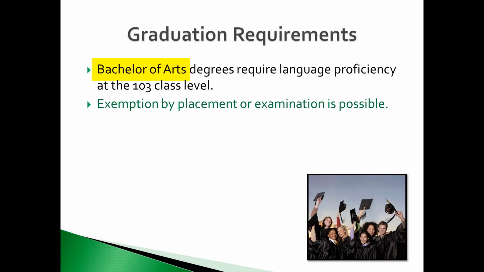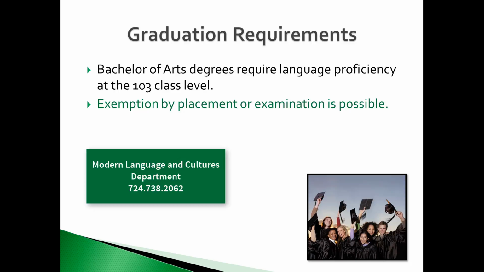For those completing a Bachelor of Arts degree, Slippery Rock requires that you show a language proficiency at the 103 level. Students may demonstrate this proficiency by taking the language placement exam either during freshman orientation or by scheduling an appointment with the Modern Language and Cultures Department. If a student does not take the exam or does not pass the exam, they must complete courses to meet the 103 proficiency level.